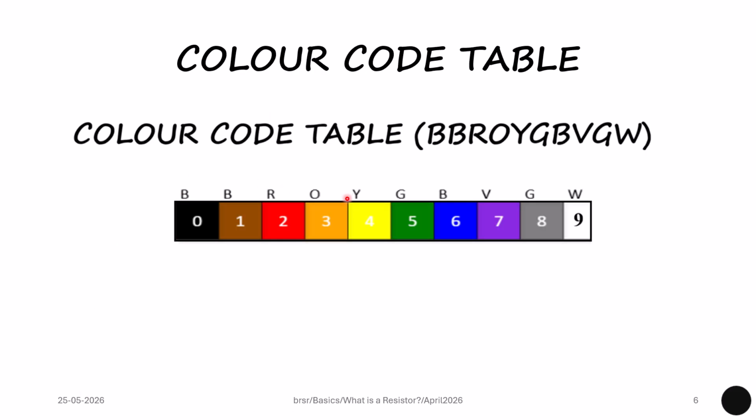This image tells us the value of the band colors. So if the band color is black, it represents a value 0. If it is brown, it is 1. If it is red, it is 2. Orange 3, yellow 4, green 5, blue 6, violet 7, grey 8, white 9. So from the darker shade to the lighter shade, the value of the color band increases from 0 to 9.